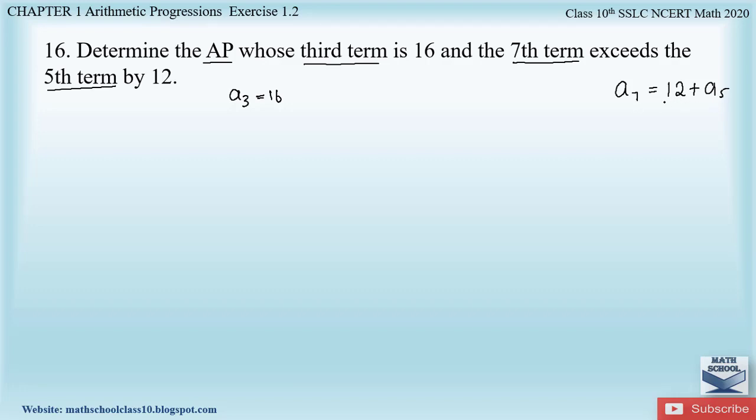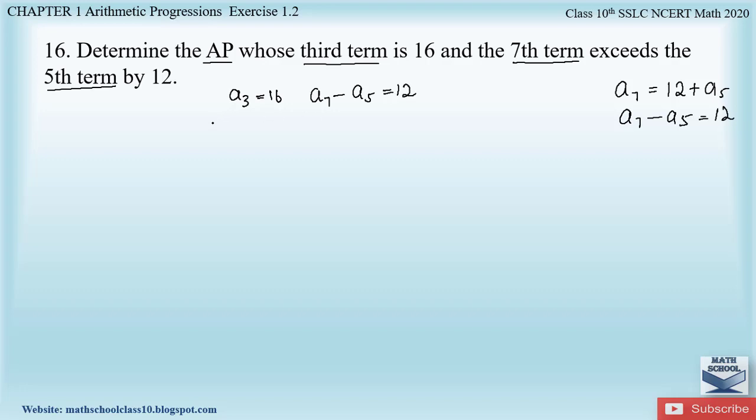So we will write it this way: A7 minus A5 is equal to 12. That is, if you see an exceed term, then a minus sign exists between both the terms. That is, A7 minus A5 is equal to 12. So this is what is given in the question, that is, the seventh term exceeds the fifth term by 12. So these are the two things given.